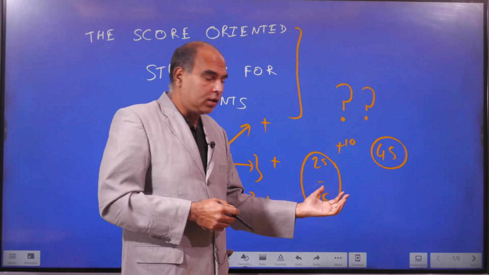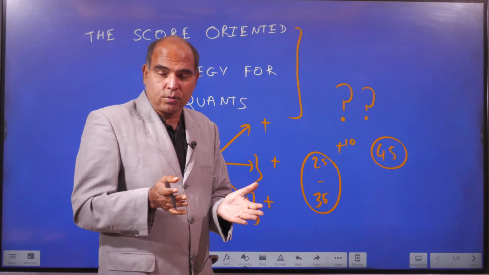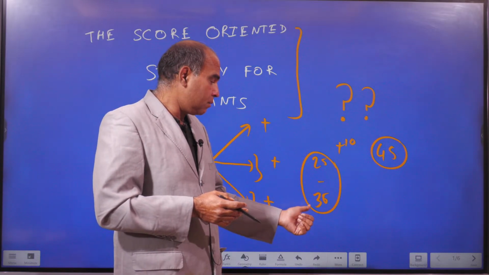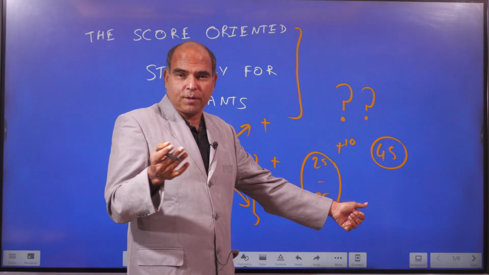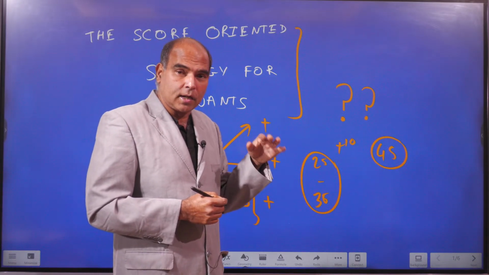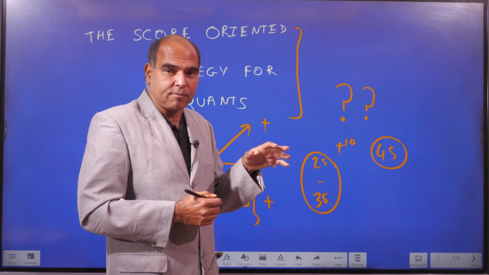So in a CAT 22, 21 kind of paper, out of 66 marks, 22 questions, you'll have to look at scoring 55, which means you pretty much need to solve 19, 20 questions correct out of 22 if you want to score 100 percentile in a CAT 22, 21 kind of paper.